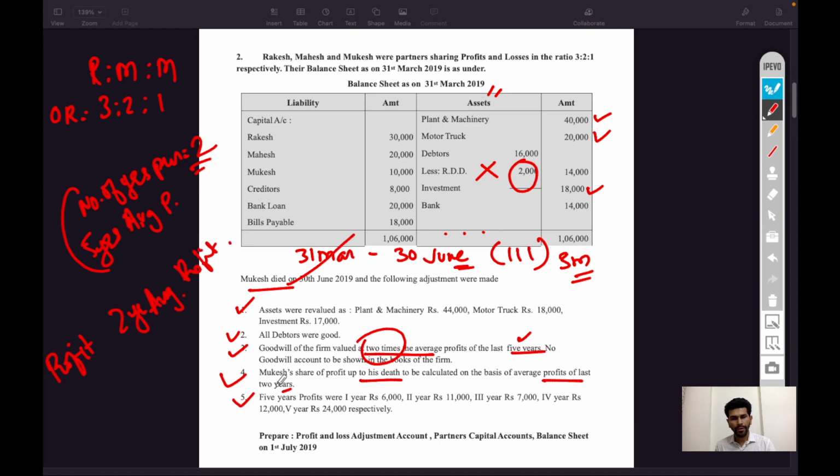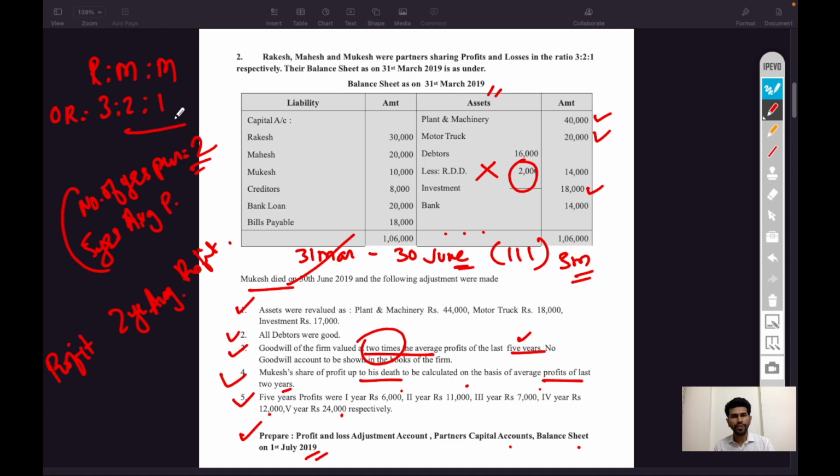Fifth point, 5 years profits are given. Year 1 6,000 rupees, year 2 11,000 rupees, year 3 7,000 rupees, year 4 12,000 rupees, and year 5 24,000 rupees. Prepare profit and loss adjustment account, partners capital account, balance sheet as on 1st July 2019.